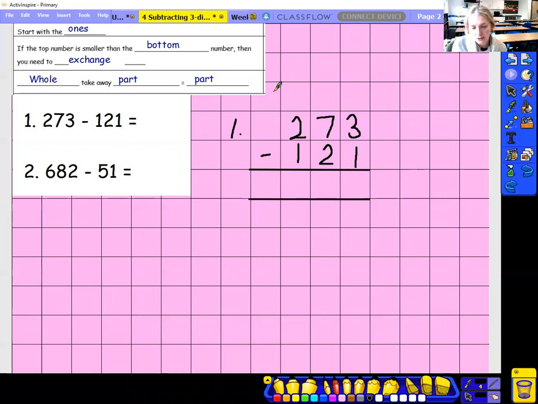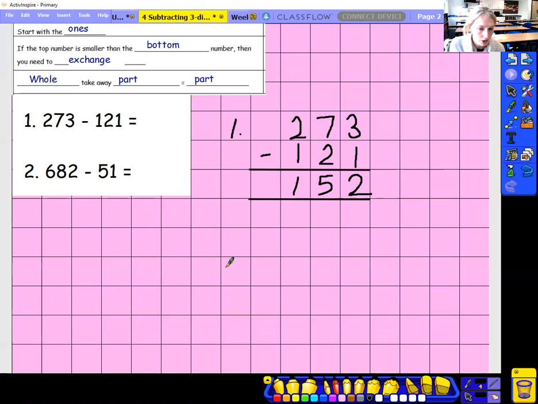Right, going to my success criteria now. So I've set it out beautifully. I need to start doing the actual column subtraction. Start with the ones. I'm going to go to my ones column. 3 take away 1 is 2. Next, I'm going to move on to my tens. 7 take away 2 is 5. Beautiful, 5. And 2 take away 1 is 1. So 273 is my whole. Take away a part, which is 121, leaves me with another part, which is 152.